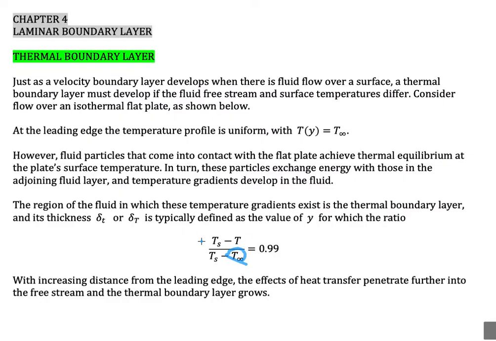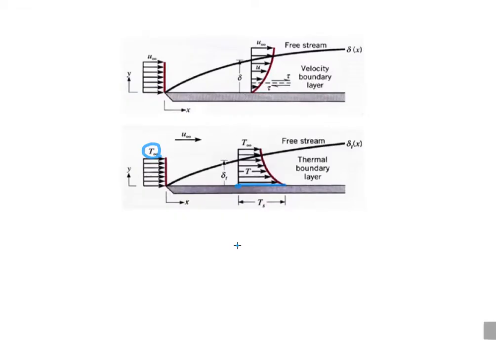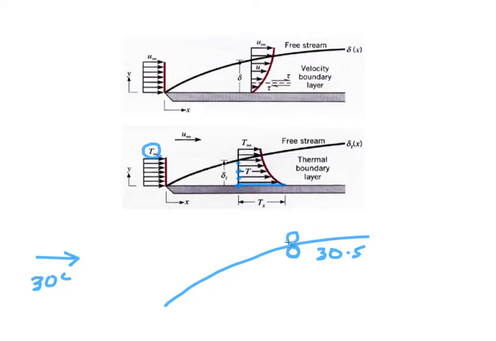And Ts is the surface temperature, and T here is the temperature for each point in this gradient. If the ratio is equal to 99%, the idea is we have this point where the temperature, for example, of air here is 30 degrees Celsius. So here maybe the temperature is 30.5, okay, and this is the temperature of 30 degrees Celsius. So we take the condition where the ratio here is 99%.